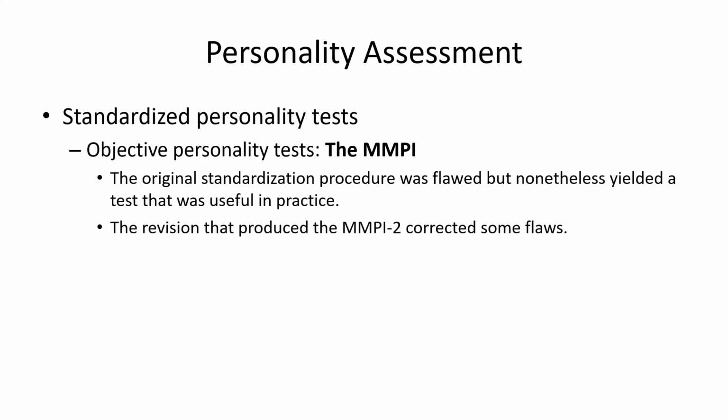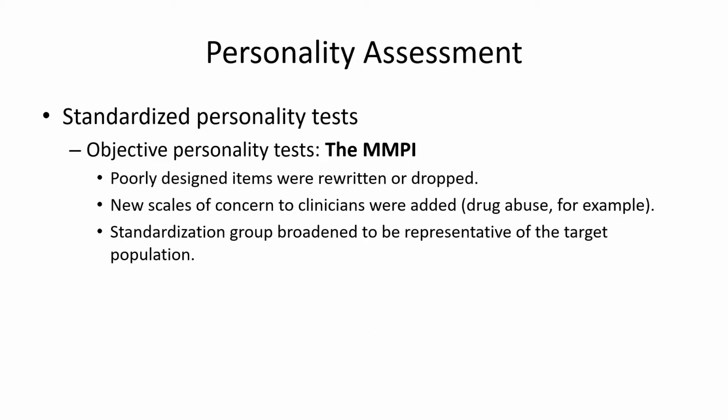And so they revised it for the MMPI-2, which corrected some of those flaws. They dropped poorly designed items, and they created new scales, things about substance use, things about PTSD. They dropped some scales that are just not important anymore, things about where you fall on traditional gender roles. And the standardization group broadened to be representative of the target population, so we got more minorities, more underrepresented segments of the population.